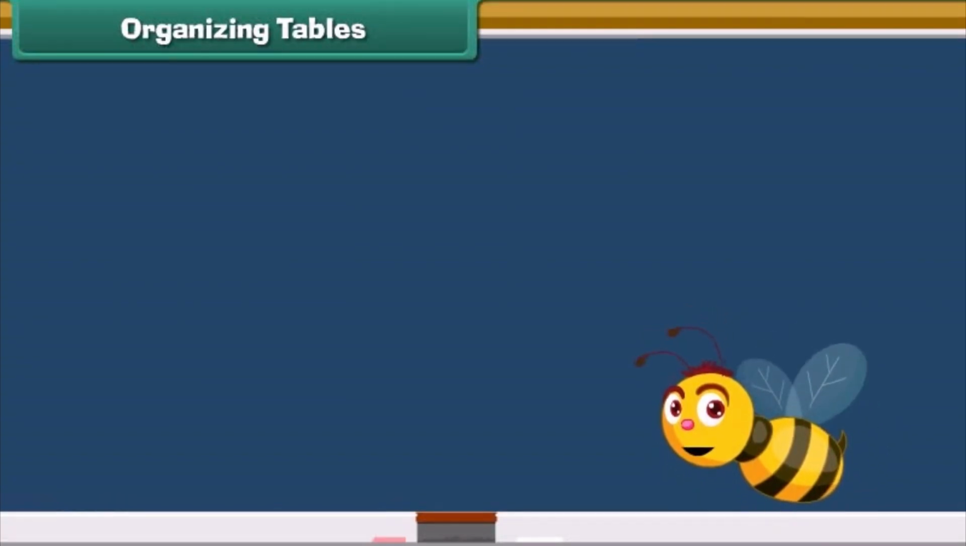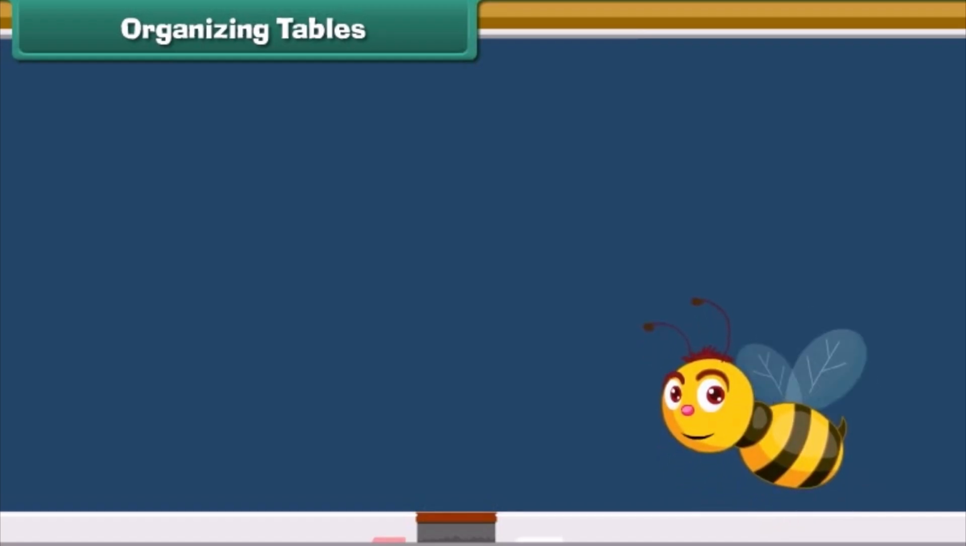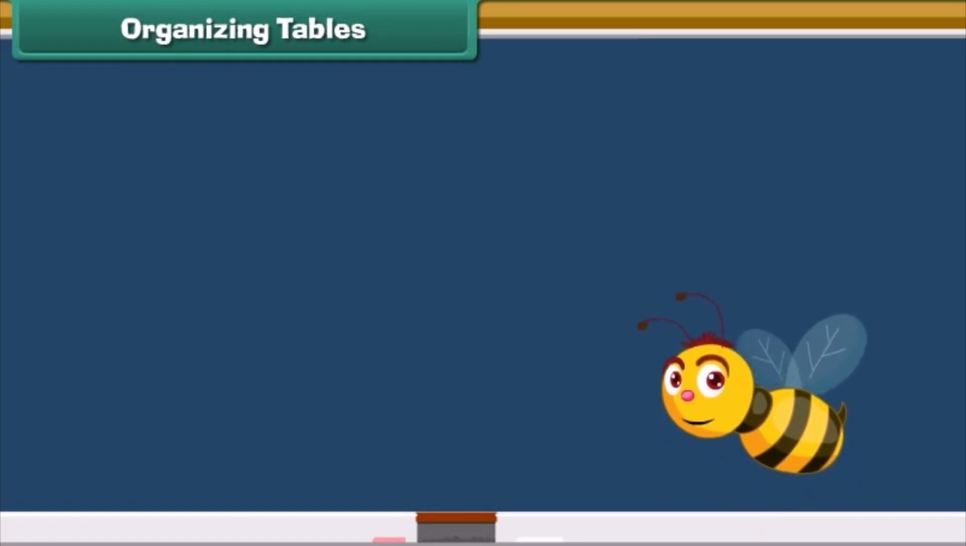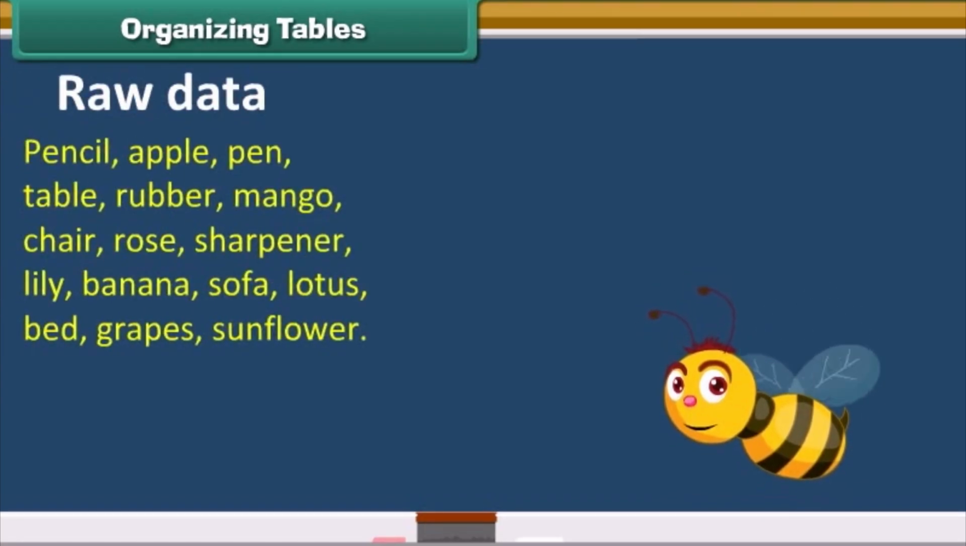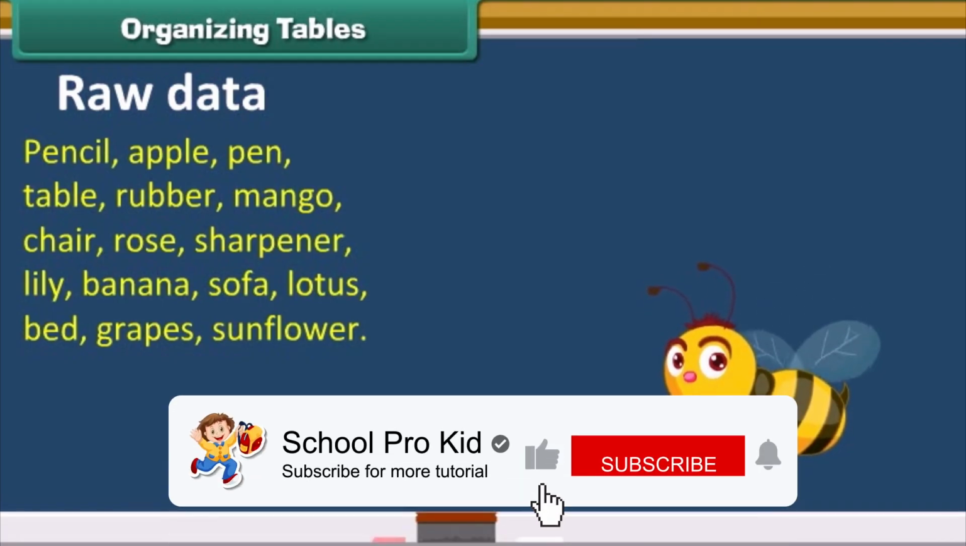Friends, it is easier to find out things when they are kept properly. Well-arranged things are easy to handle. Similarly, organized data is easy to interpret. Unorganized data is called raw data. The given data represents a raw data.